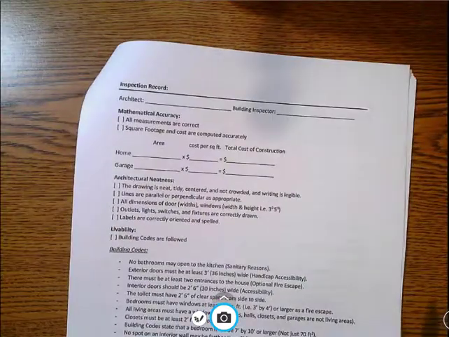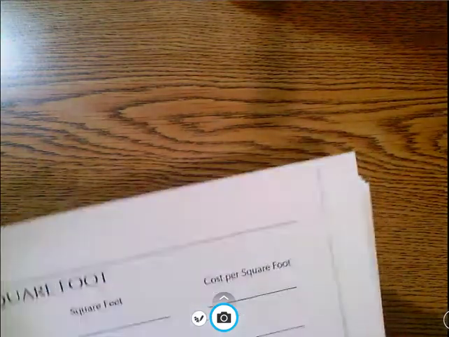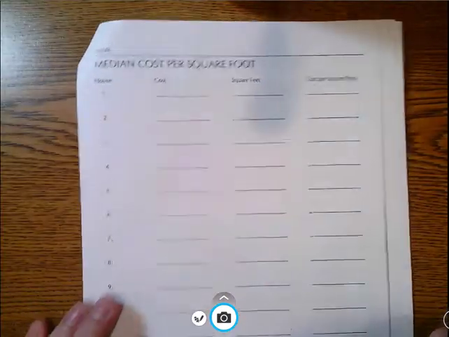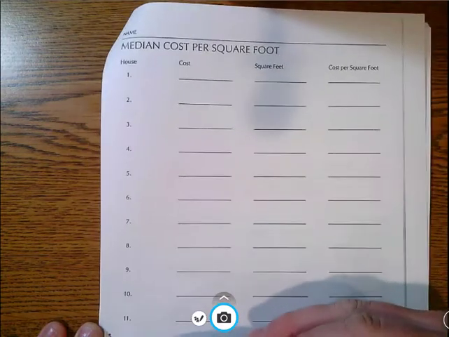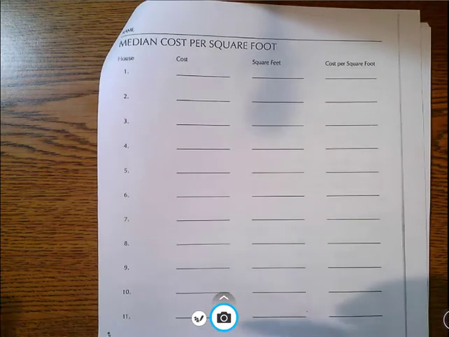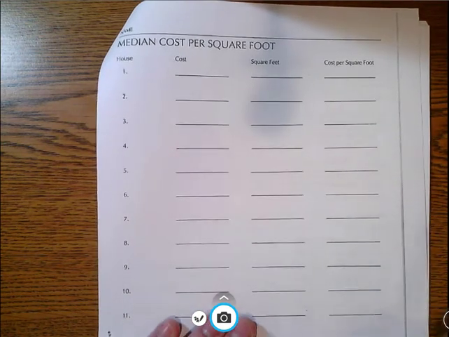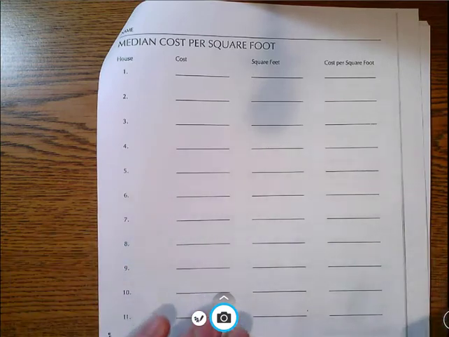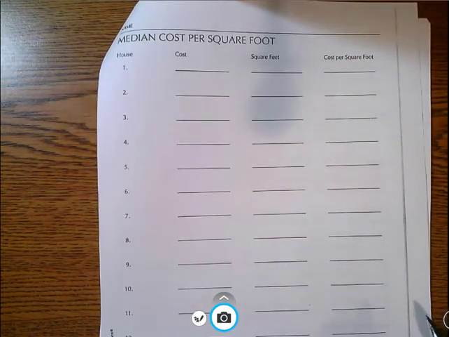And then there are some inspection records that will be for the next activity that we're doing. But then in the very back, there is this median cost per square foot sheet. And what I would like you to do is pick 12 of the 15 properties that are there. Now, I don't care which ones you do. If you want to do 1 through 12, that's fine. Or, if you want to do 15 and 13 and whatnot, I just want you to pick 12 of them.